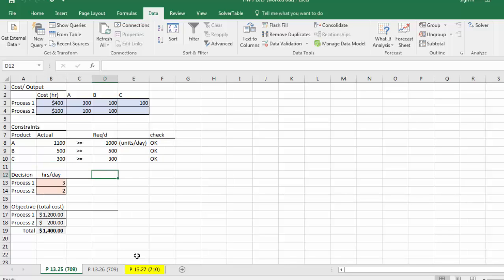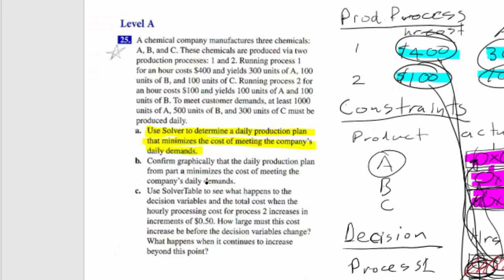Now, the problem asks you to confirm graphically that the daily production plan from part A minimizes the cost of meeting the company's daily demands. I do challenge you to see if you can work the graph, and I'll kind of give you a hint on how to do it, but I'm going to make that a bonus component of the question. I'm not going to require you to do that. I'll give you a couple bonus points if you do.